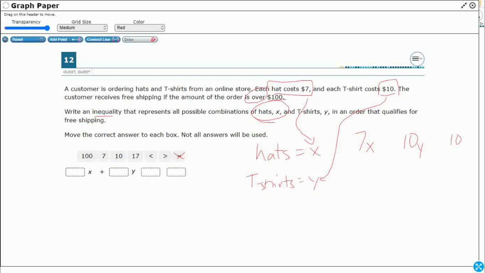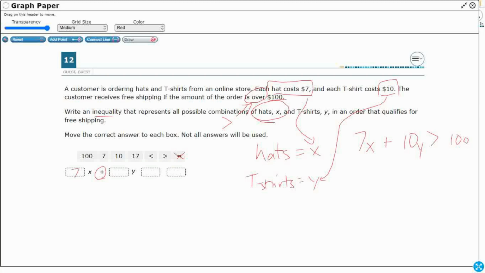Now, it needs to be over $100. Okay? So when we're buying multiple things, we do need to recognize that we're adding. That's already given to us. We don't have to worry too much about that. So really, it's this over. What do we do with this over? Over is simply going to be greater than. So that's it. Just taking a few sentences and turning it into something.